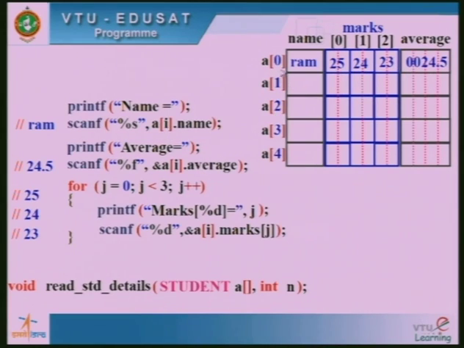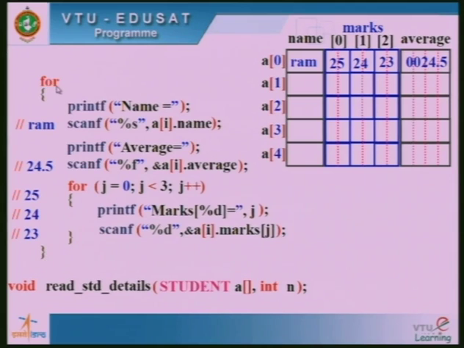So initial value of i is 0, next i becomes 1, i becomes 2, i becomes 3, and i becomes 4. So all these statements should be repeatedly executed. So I enclose them within braces like this. Here I open the brace and here I close the brace.